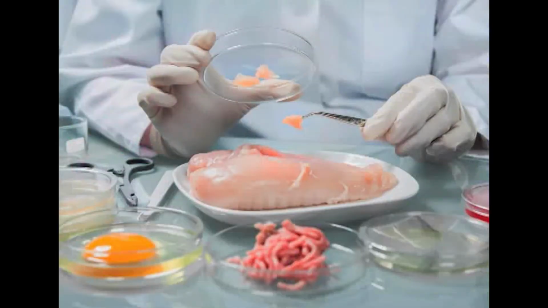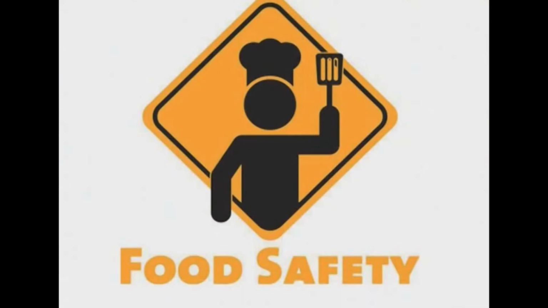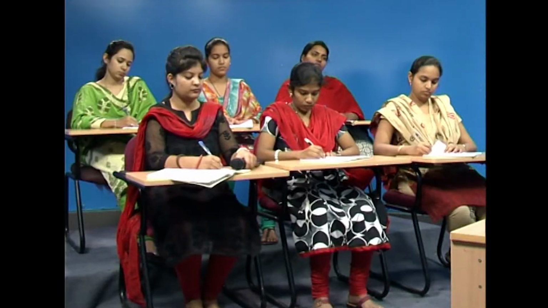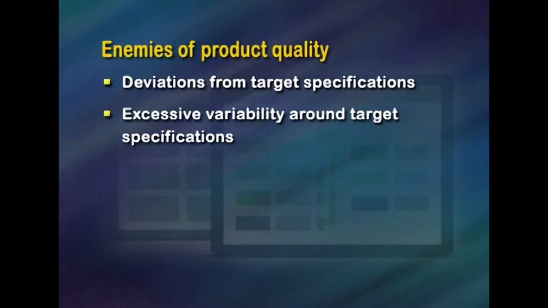Increasing customer demand for safe food has led the food industry to build up food safety and quality systems. Food safety and quality are affected by insufficiency in administration, supplier and production technologies, working environment, human resources and control activities. In all production processes, we need to monitor the extent to which our products meet specifications. In the most general terms, there are two enemies of product quality: deviations from target specifications, and excessive variability around target specifications.